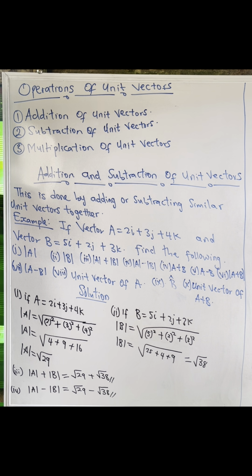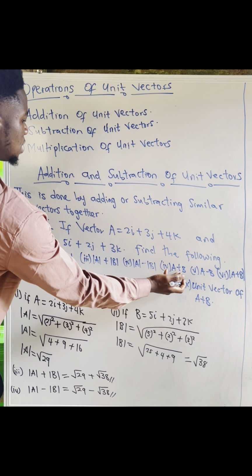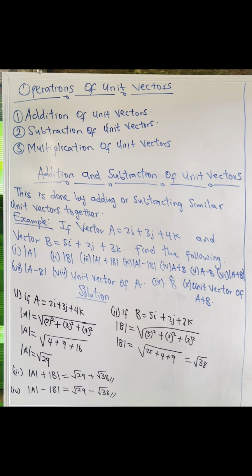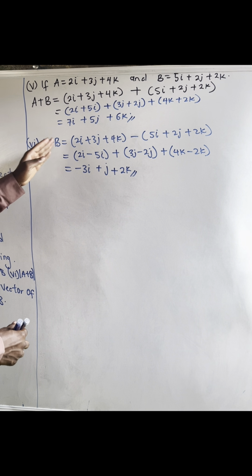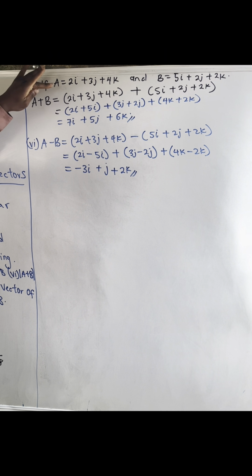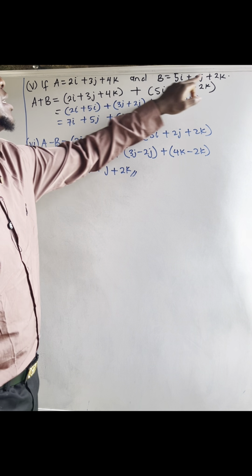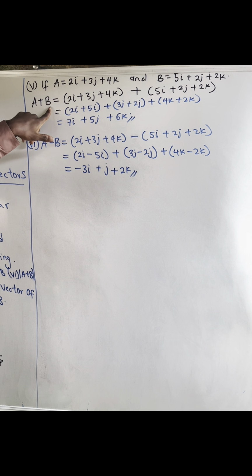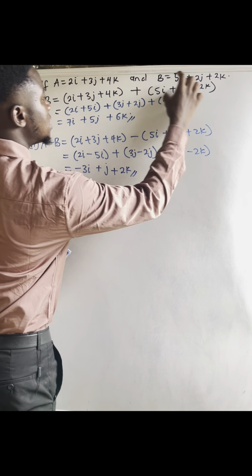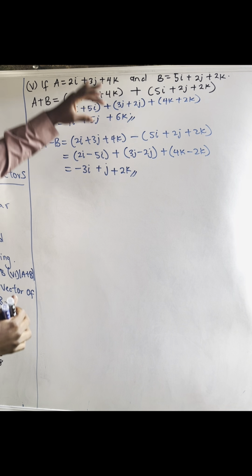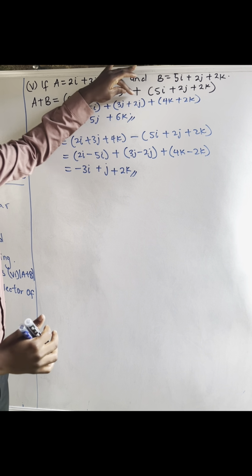Now, let's move on to A plus B and A minus B. So guys, now we are going to look at A plus B and A minus B. You know from the question, our A is this, our B is this. Now I want to do A plus B. So we firstly write out vector A plus vector B.